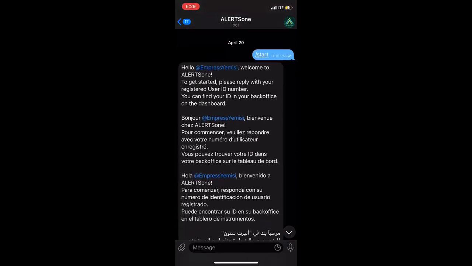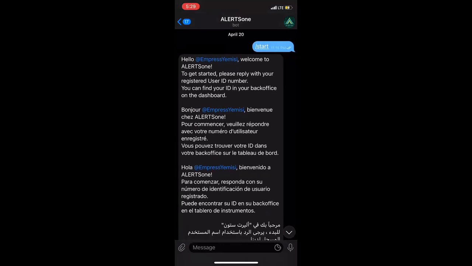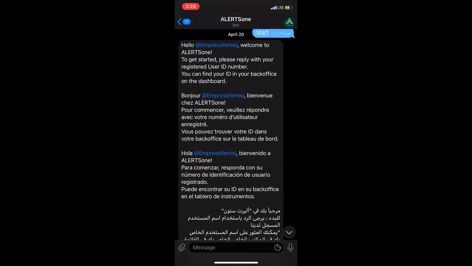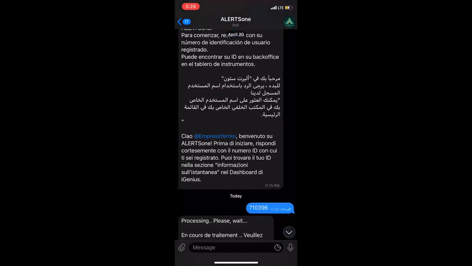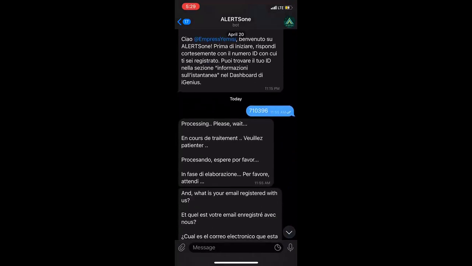All right, so guys, once you click on that link, it brings you to this box. You're going to see a start button at the bottom. Once you click on the start button, it's going to welcome you. They ask you for your registered user ID number, the ID number that you found in your email. Once you send them that ID number, they're going to ask you for your email next. Once you give them your email, they verify if you're a member of the academy.